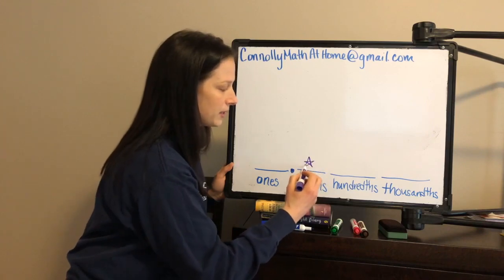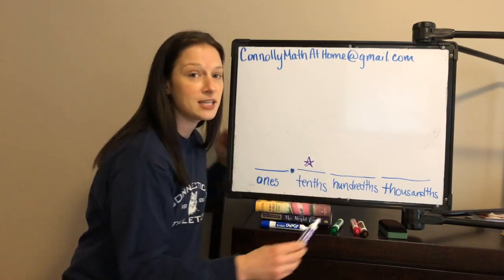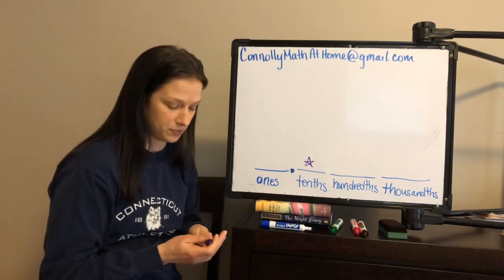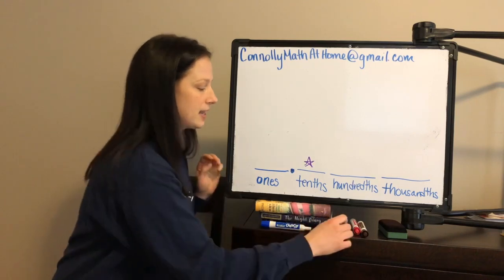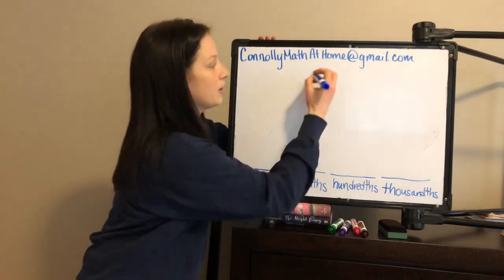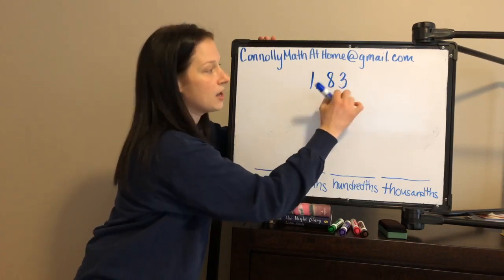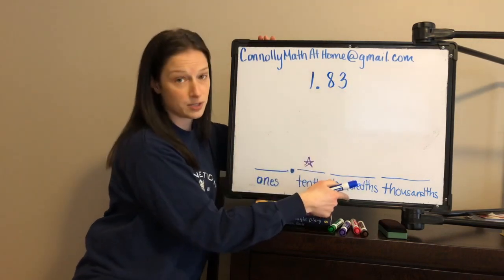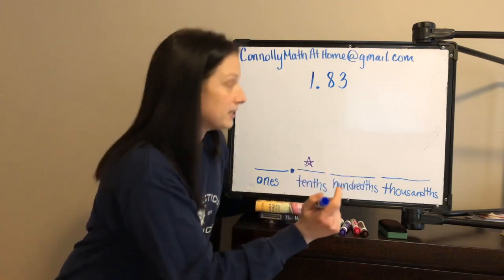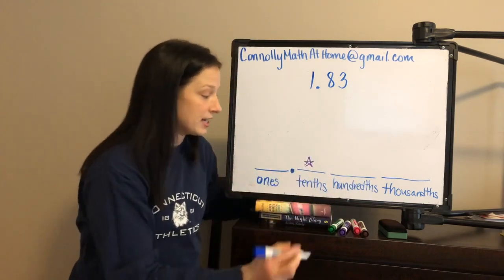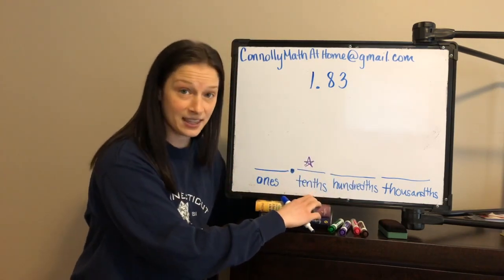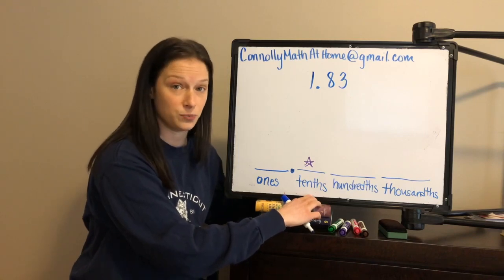Okay, so we're going to start by rounding to the nearest tenth. All right, the nearest tenth. So let's start with the number 1 and 83 hundredths. So it goes to the hundredths place. So that's why I'm going to say 83 hundredths. And I want to know which tenth is it closest to.